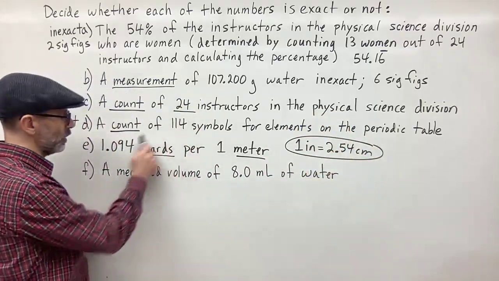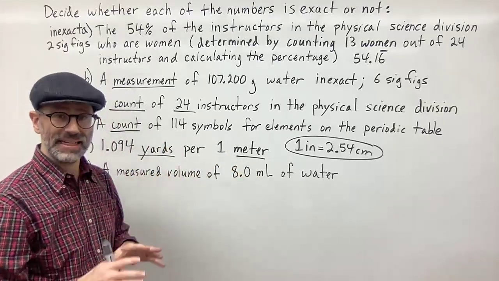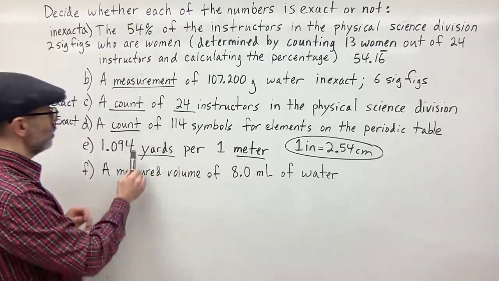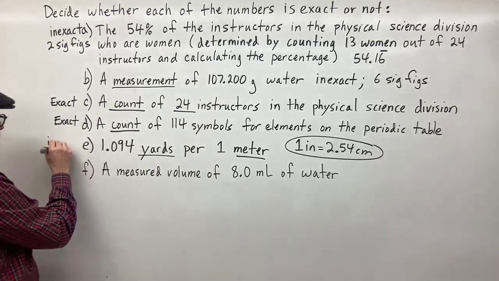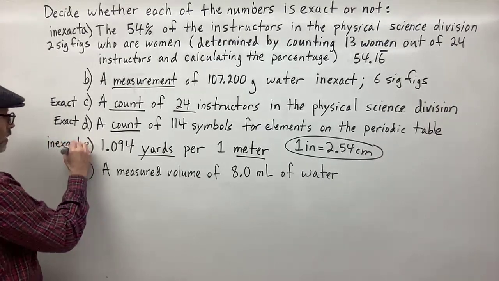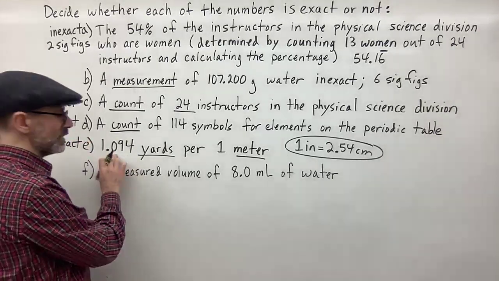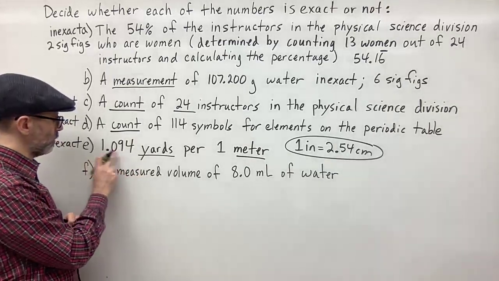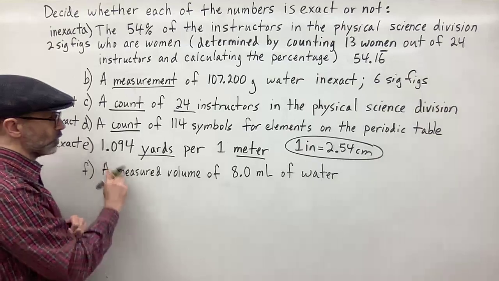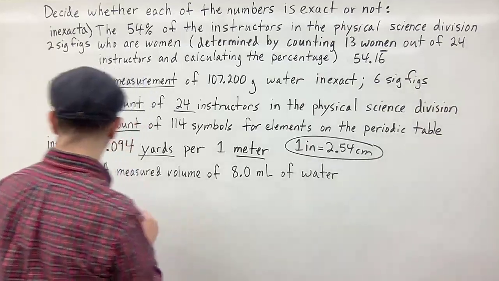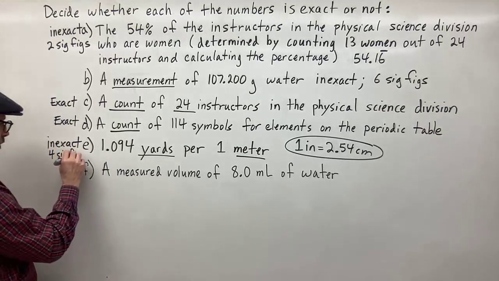Here we have English to metric. So this relationship is not exact. It's a measurement. So therefore, this is inexact. And so therefore, here we have 4 sig figs. Again, the 0 that's between the two numbers is significant. So this is 4 significant figures. So I'm going to write it here, 4 sig figs.